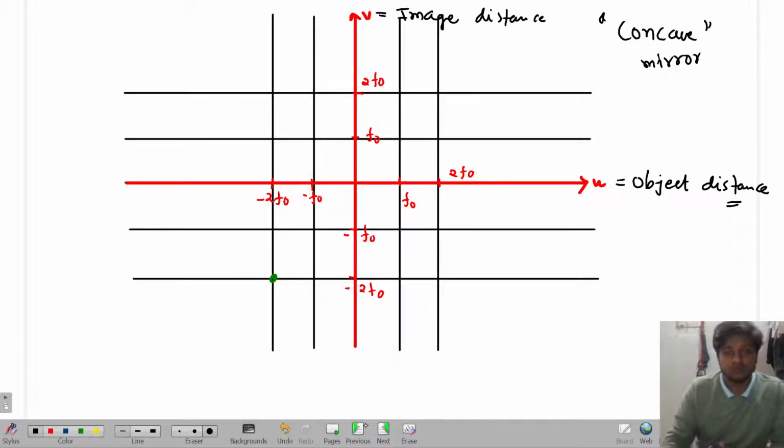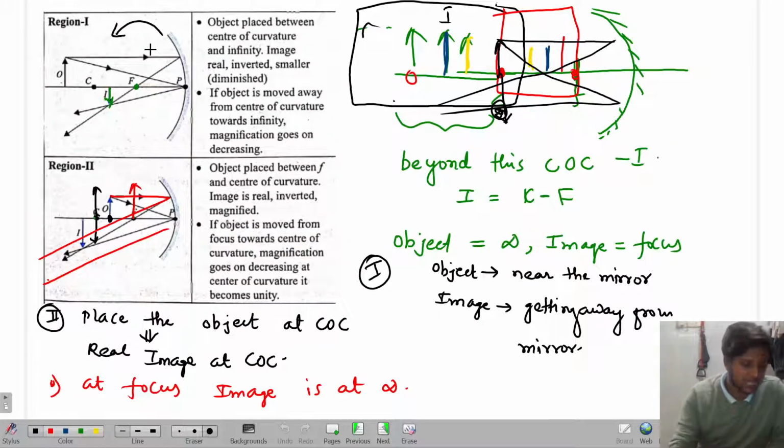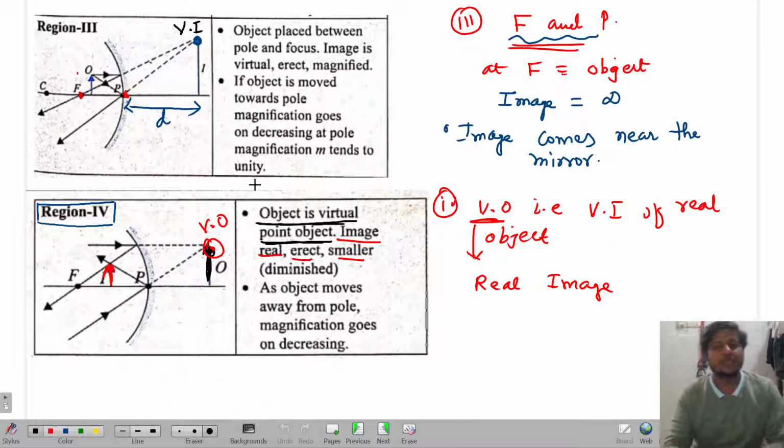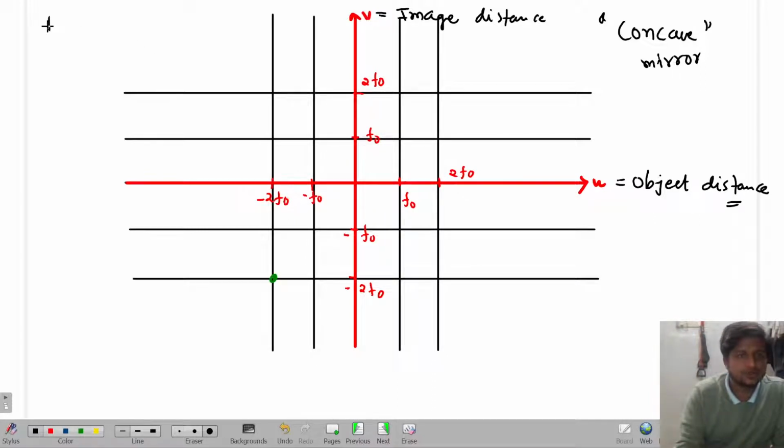How to draw it? The most important point is that when I'm going to draw, we need to consider these reasons. I have to take into consideration reason 1, reason 2, reason 3 and reason 4, only then can I draw the graph of image distance and object distance. But how will I draw it? You have reason 1. Let's first use the property of reason 1. In reason 1, I said that if I place the object at the center of curvature, I get the image at the center of curvature. Means if the object is placed at the center of curvature, I get the image at the center of curvature.